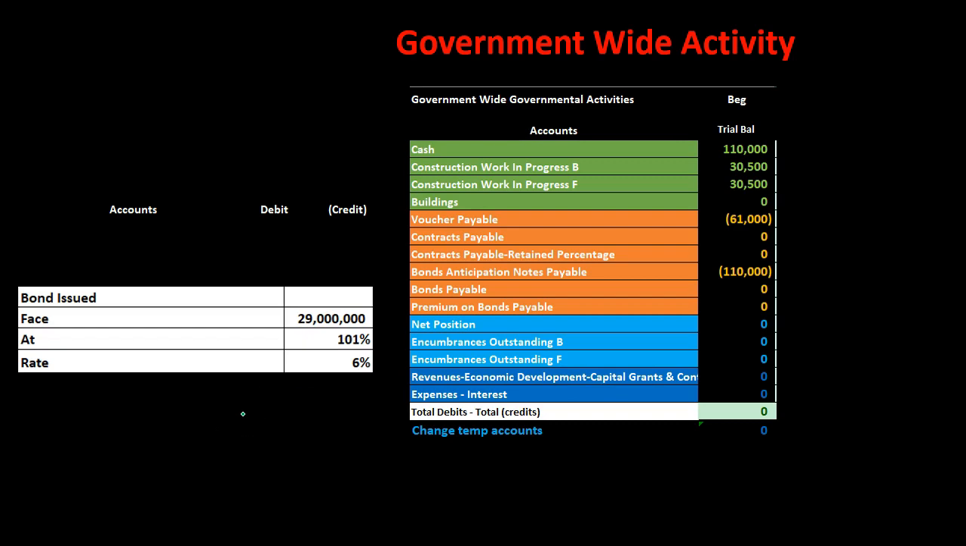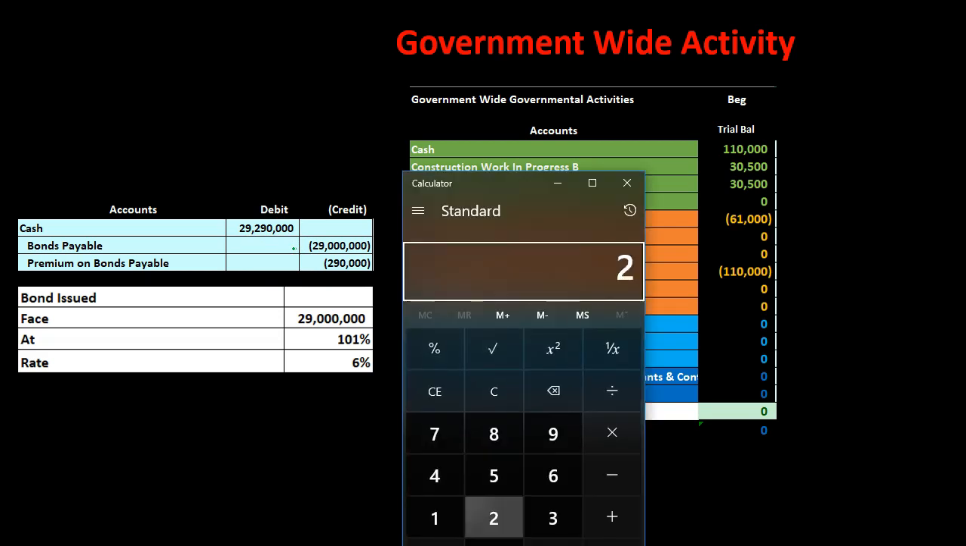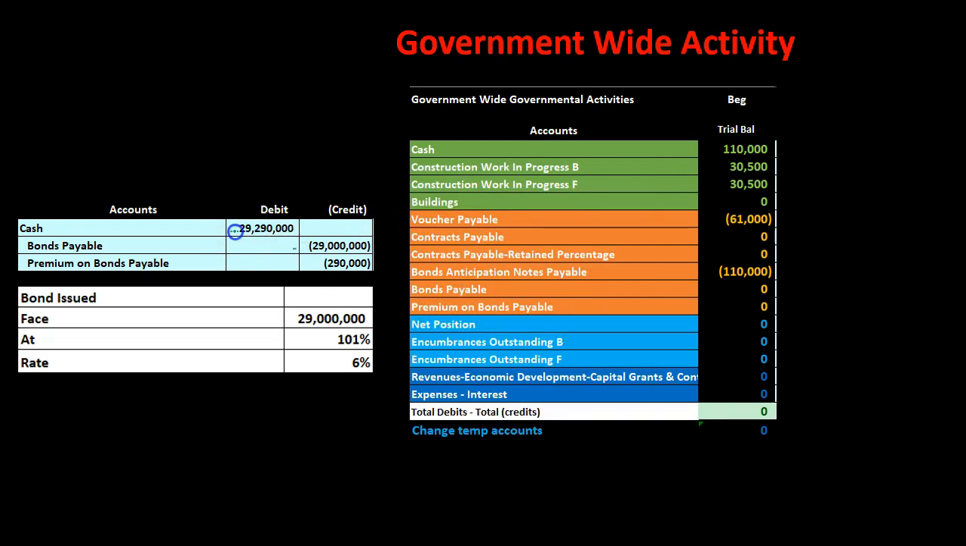Back to the government-wide activities. Next transaction, we issued a bond. So we issued the bond at 101. We're going to issue it at a premium at 101% of the face amount. The rate is going to be 6%. In the government-wide activities, the normal accrual accounting, it should look familiar. We're going to put the bonds on the books at the face amount. We're going to collect cash at 101, which is going to be 29,000,000 times 1.01, or 29,290,000, and that's going to be the debit to the cash. And then the credit is going to be the premium, because we got more cash than the face amount of the bond by the 290,000.